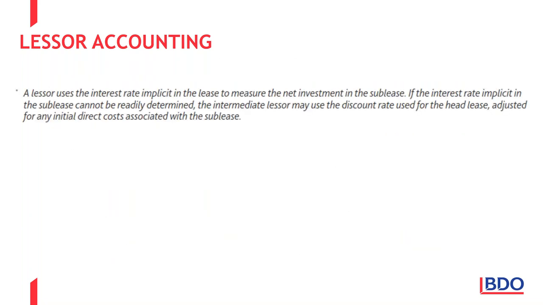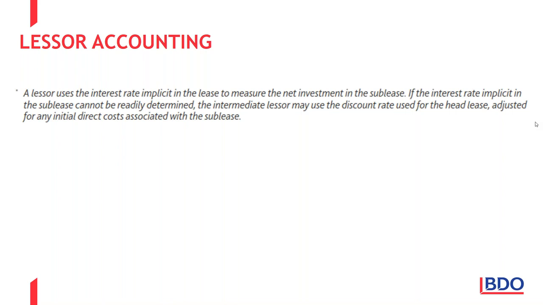The other thing that I've seen in practice a bit is when we have that sublease being a finance lease, and we have to work out the lease receivable, the question has been asked, what interest rate do we use? Now, because you as the lessor in the sublease know what your interest rate in the head lease is, there's a practical expedient that you could use to account for the lease receivable, which makes the calculation a lot easier. So the lessor uses the interest rate implicit in the lease to measure the net investment in the sublease.